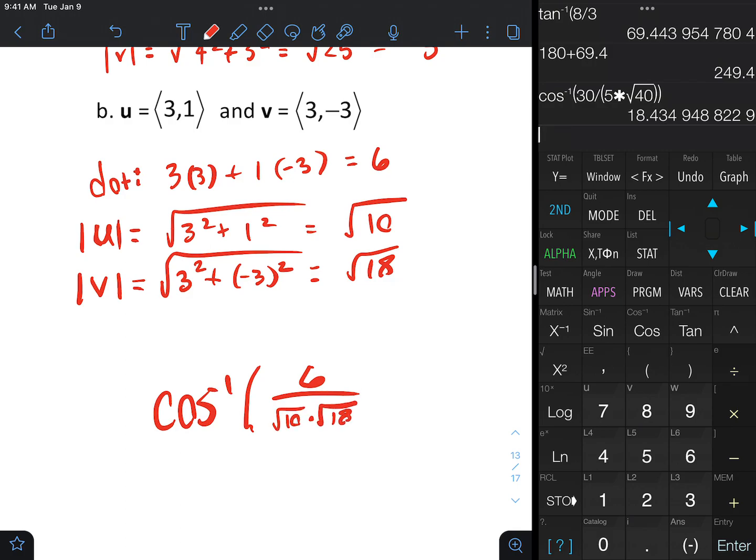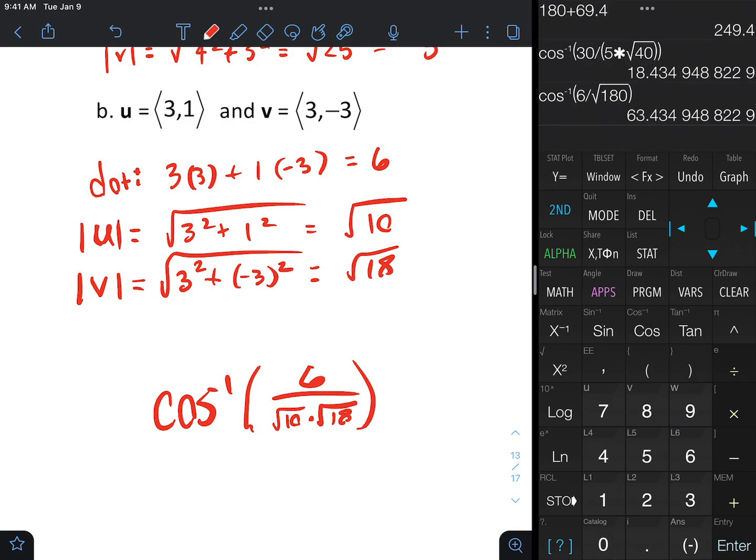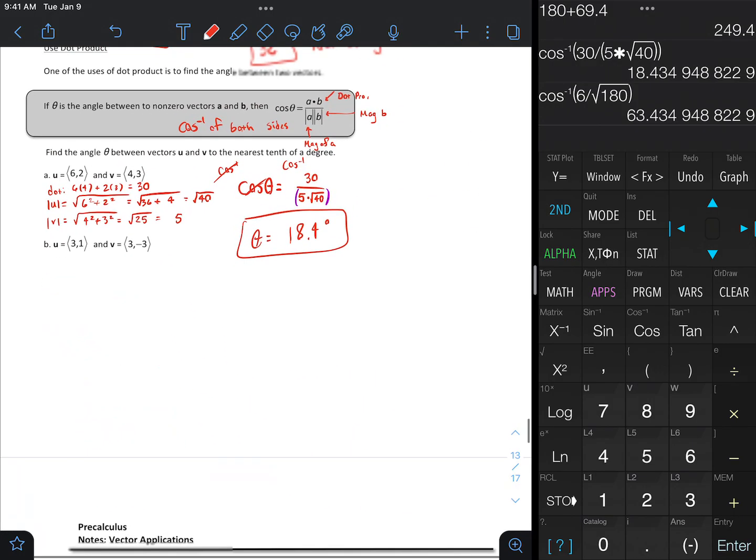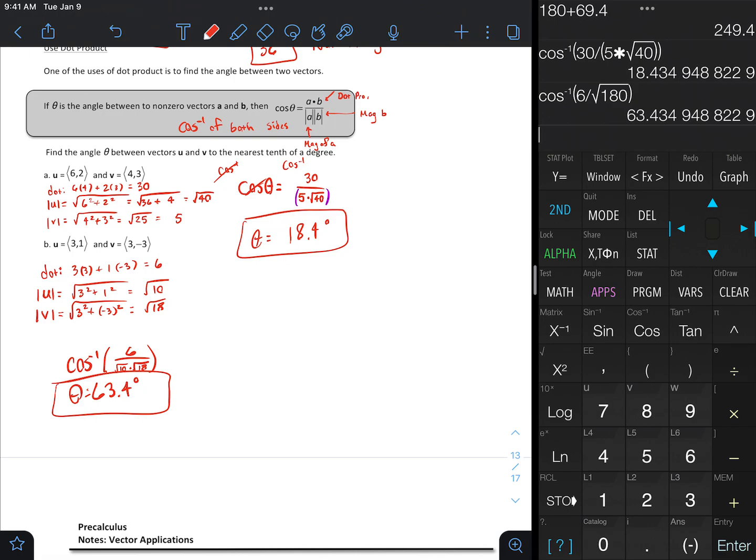If you want to be lazy and not have to worry about that extra set of parentheses, you could get fancy and go second cosine, and then 6 divided by, and just say that the square root of 10 times the square root of 18 is the same thing as the square root of 180. That would eliminate the need for the extra set of parentheses. 63.4 degrees right there. And that should be it here for your 8.2 and 3 lesson.